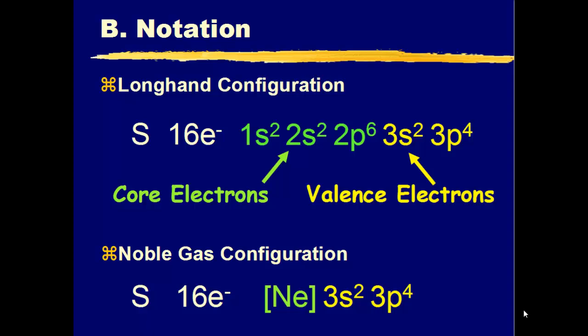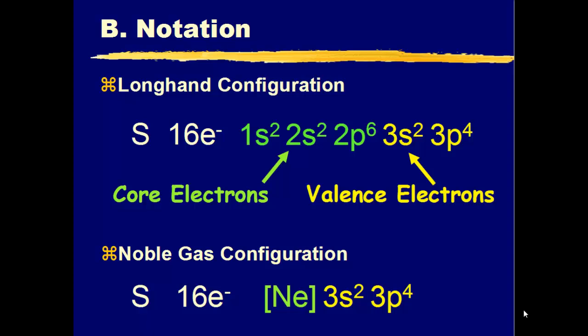Now, you can write even a shorter notation for elements and their electrons. If you look at the bottom, there's a noble gas configuration for sulfur. Now, the easiest way to teach you how to do this is to have you look on the periodic table while I explain it. I want you to find sulfur. Now, sulfur is in box number 16. We just drew the longhand notation. It's got all 16 electrons.